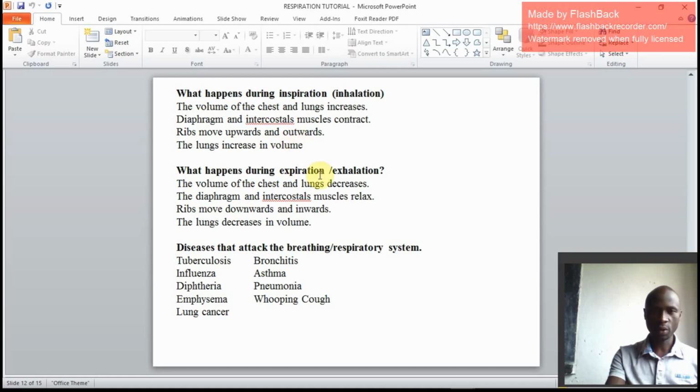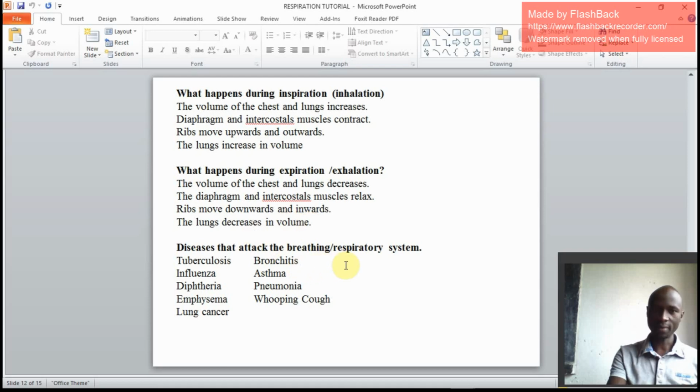What happens when we are breathing out? It's the reverse of what we have seen. The volume of the chest and lungs decreases. The diaphragm and intercostal muscles relax this time. Then the ribs move downwards and inwards. When breathing in, they go upwards and outwards, but when breathing out, they go downwards and inwards. Then the lungs reduce in volume.